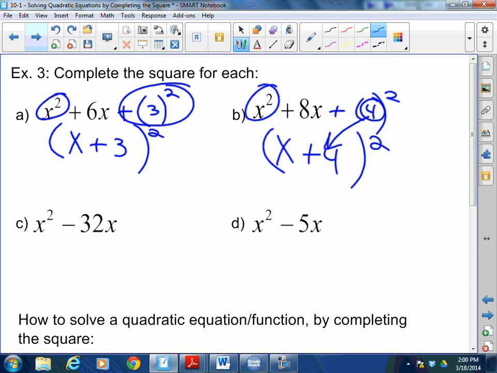What's my b here for c? Negative 32. What's my b over 2 squared? Plus a negative 16 squared. How do I factor this? Square root of the first, the inside part of the b over 2 squared. Done.